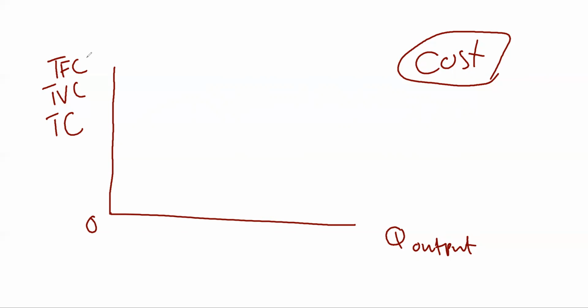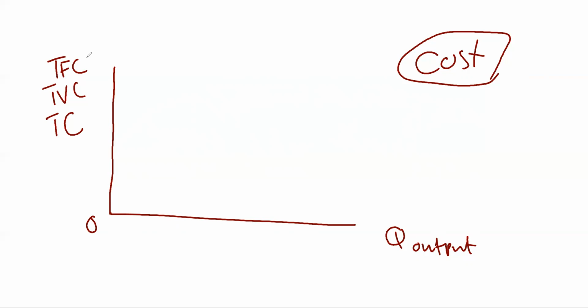So TFC is total fixed cost. There are fixed costs, right? So it could be the rent you pay in the short run for your business. It could be the interest you pay on your mortgage. It could be the insurance you have for your business. These are your fixed costs. TVC stands for total variable cost. These are the costs that vary with the amount of output that you produce, like the electricity bill that you pay, the cost of the raw materials you use for your production. These are your variable costs, okay?